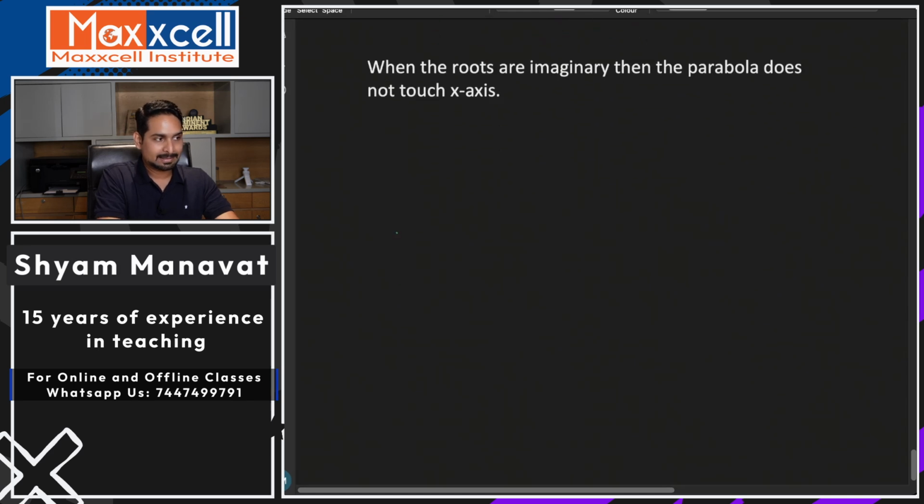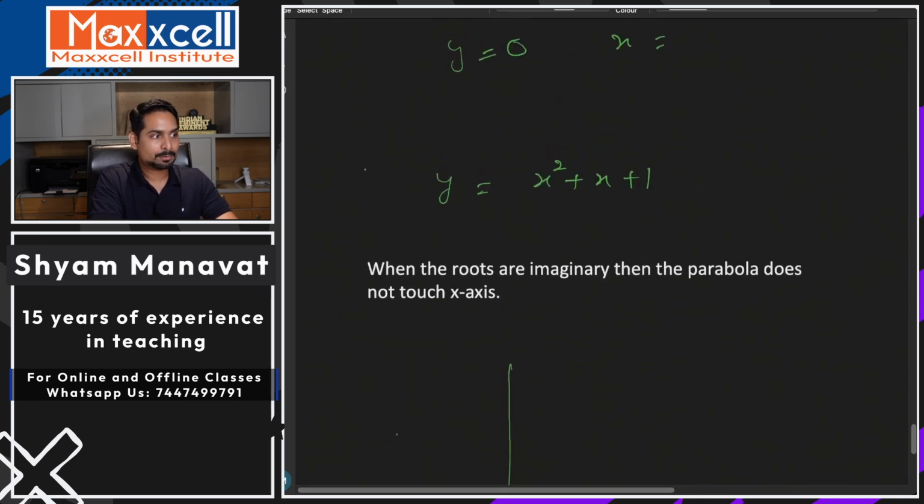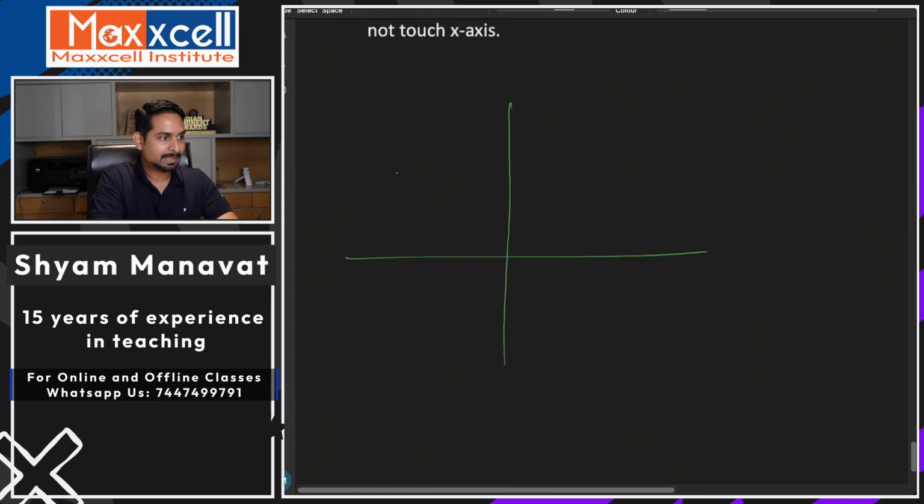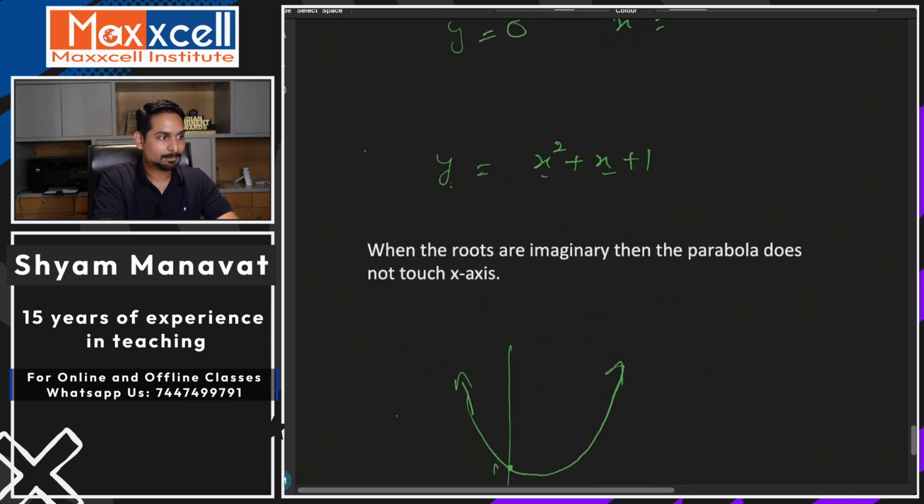As I said, nobody will ask you in the exam to plot the graph. You need to understand the characteristics of the graph. For this, if you substitute x is equal to 0, you get y equal to 1. So here y equal to 1, let's say. This is going to go something like this. It won't touch the x-axis. Now why is it upward? Because a is positive here. The coefficient of x square is positive.